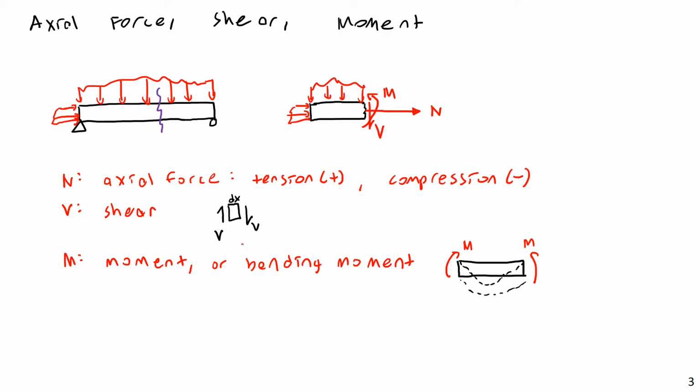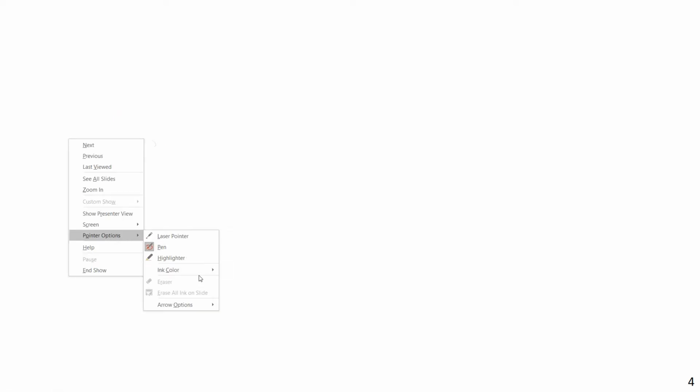Shear is going to want to break it along an axis that is perpendicular to the member axis, or on a plane that is perpendicular to the member axis, and moment is going to want to cause the entire thing to bend, or for a simple beam like this, it would want to cause it to sag downward. Next, I would like to discuss the sign convention for shear and moment, or maybe I can just mention all of these really quickly.